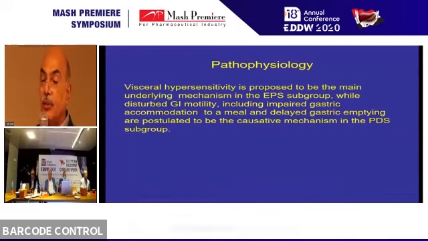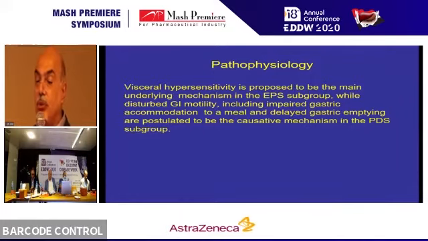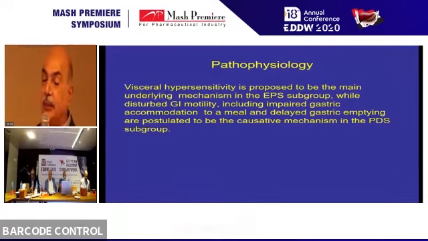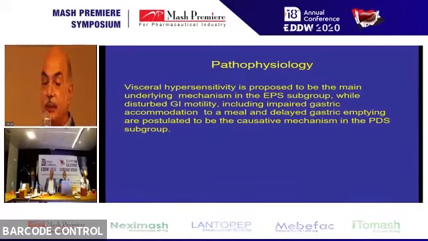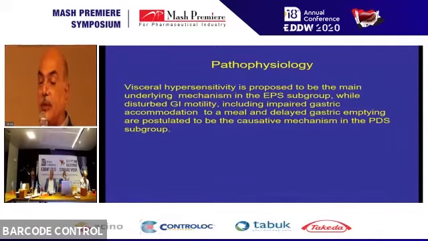So the pathophysiology could be visceral hypersensitivity, which is proposed to be the main underlying mechanism in the epigastric pain syndrome subgroup, while disturbed motility, including impaired gastric accommodation to a meal and delayed gastric emptying, are postulated to be the causative mechanism in the postprandial distress subgroup.